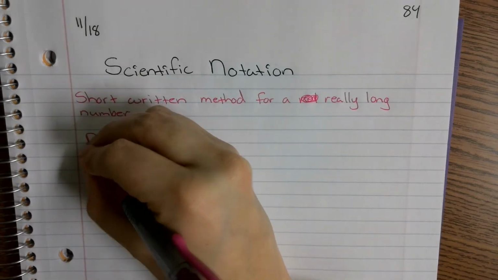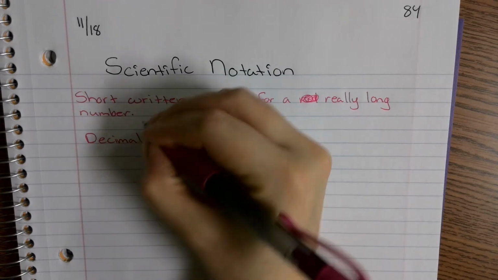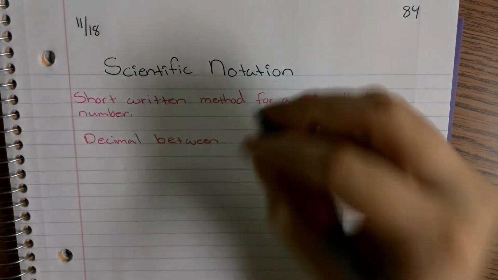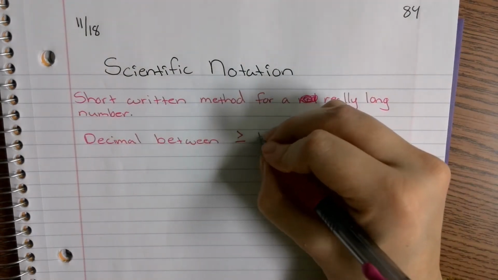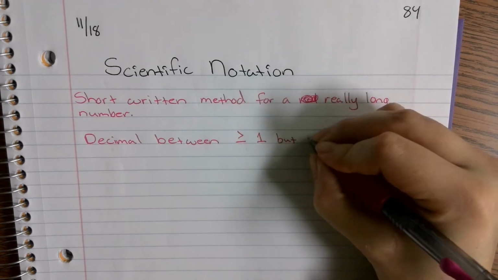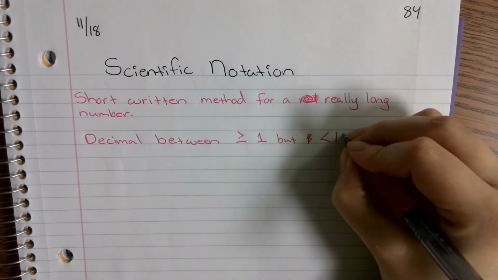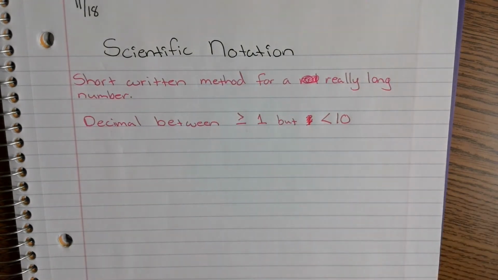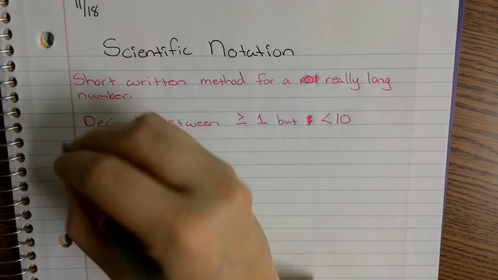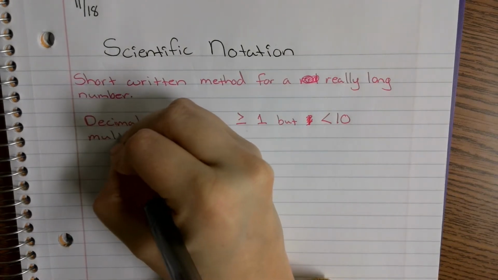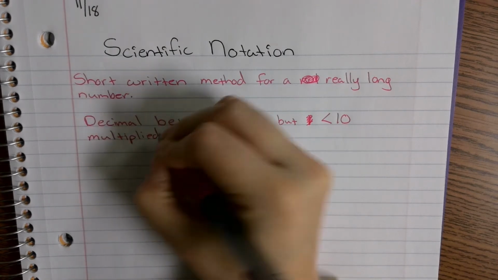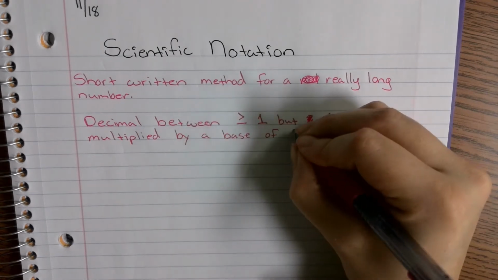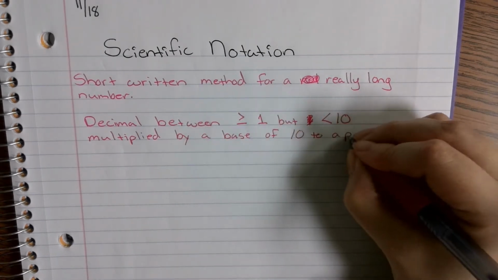And typically speaking, when we talk about scientific notation, it is a decimal. When you write it as a decimal, it's greater than or equal to 1, but it is less than 10. And that number is then multiplied by a base of 10 to a power.